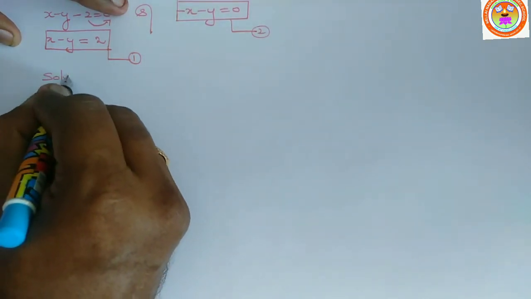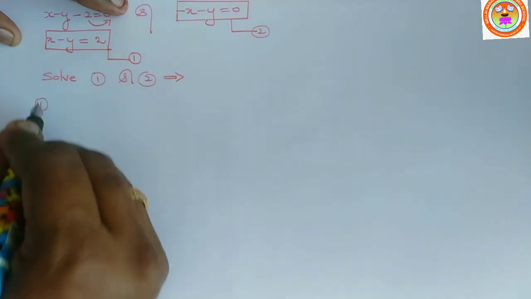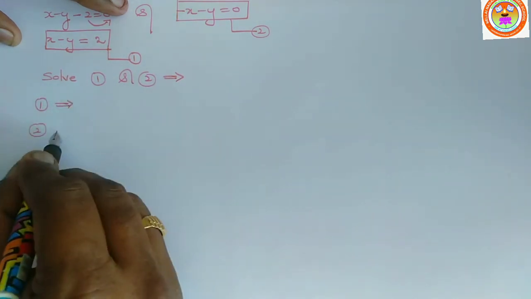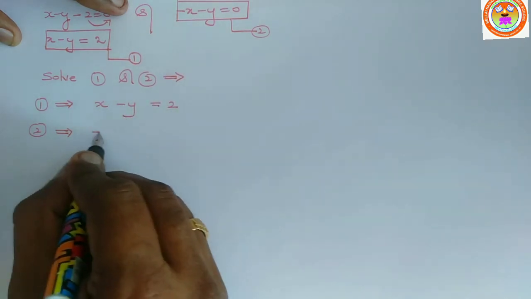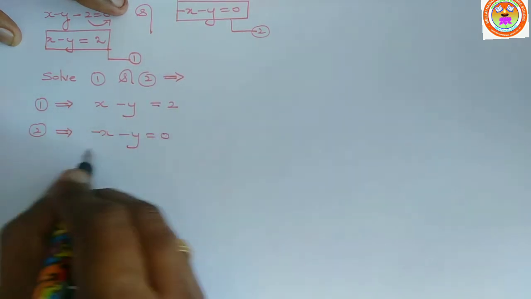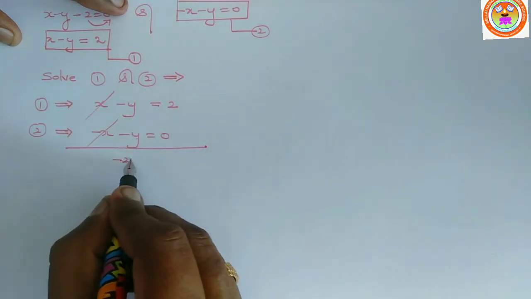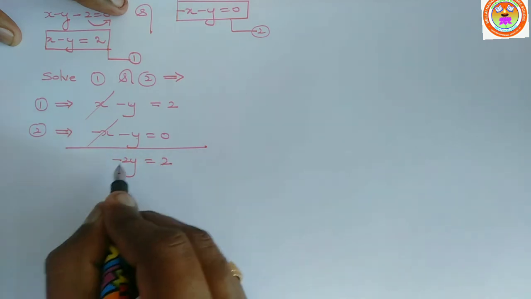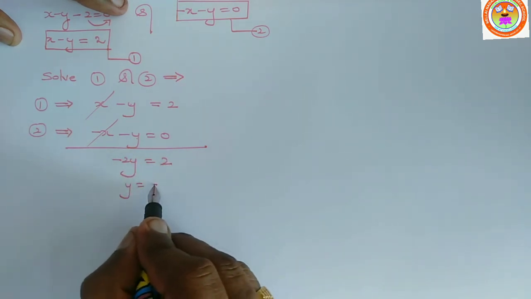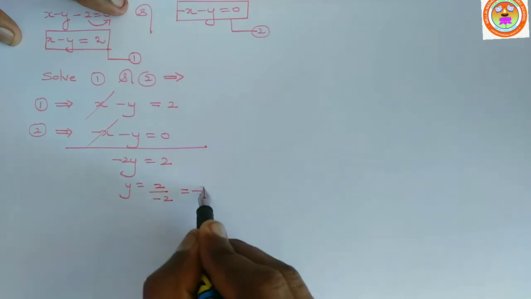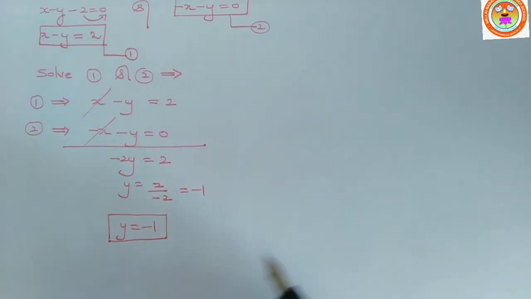Solve 1 and 2. First write the first equation, then the second equation. What is the first equation? x minus y is equal to, and minus x minus y is equal to 0. Plus x, minus x cancel, minus y minus y gives us minus 2y. This is 2. So bring down minus 2 to the denominator on the right-hand side. 2 divided by minus 2 gives us minus 1. So the y value is minus 1.